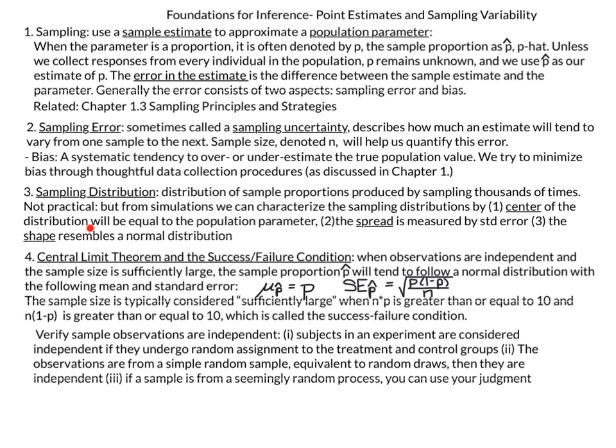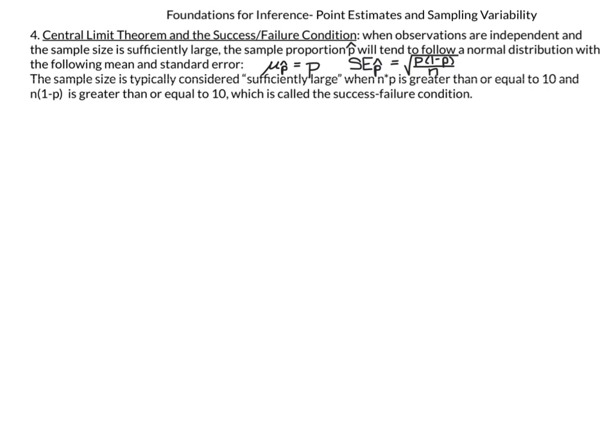The people who studied sampling techniques and ran that kind of simulation, all of their results are summarized by the central limit theorem. So we're going to start with the central limit theorem and the success failure condition. When observations are independent and the sample size is sufficiently large, these are our two conditions that need to be met if we want to use the central limit theorem on our sample estimates. One, the observations have to be independent, and two, the sample size must be sufficiently large. The sample proportion p hat will tend to follow a normal distribution with the following mean and standard error.